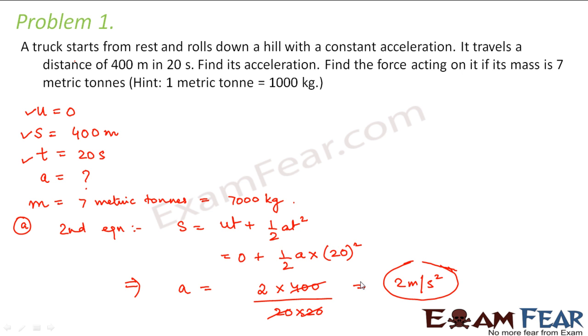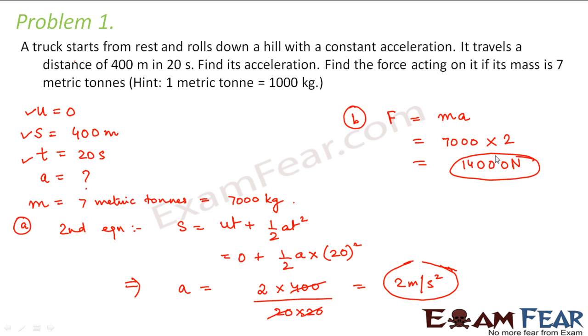Now in the second part, we have to find out the force acting on the truck. According to Newton's second law, force is equal to mass into acceleration. Mass is given as 7000 kgs and acceleration we found out as 2 meter per second square. So this will be 14,000 newtons. So this much force will be acting on the truck.